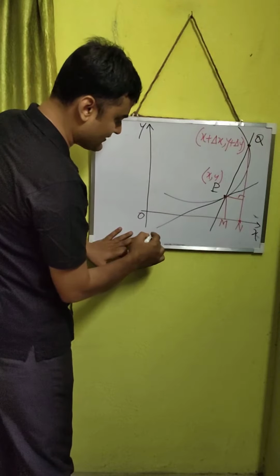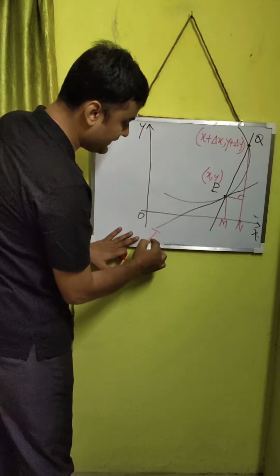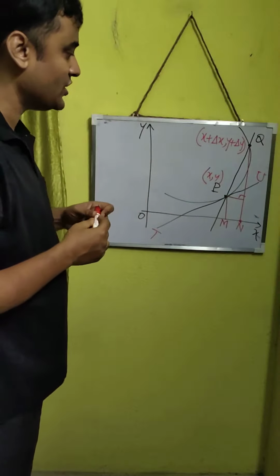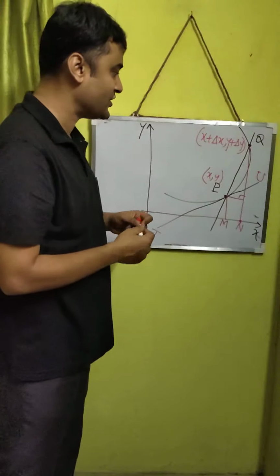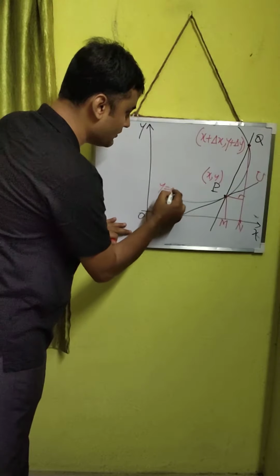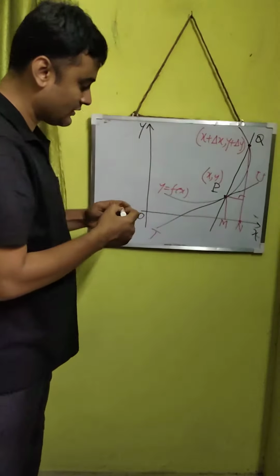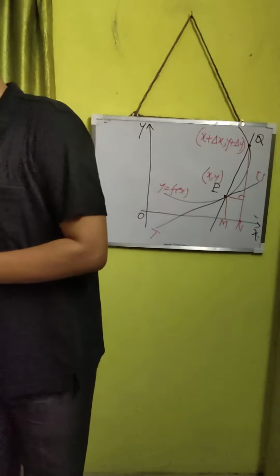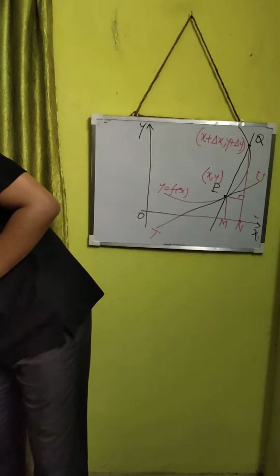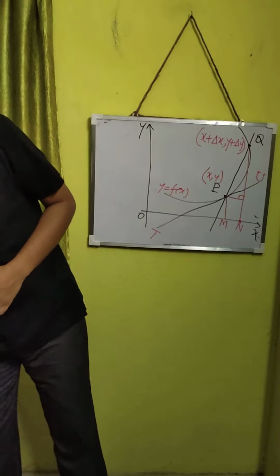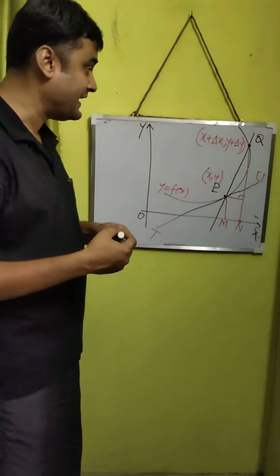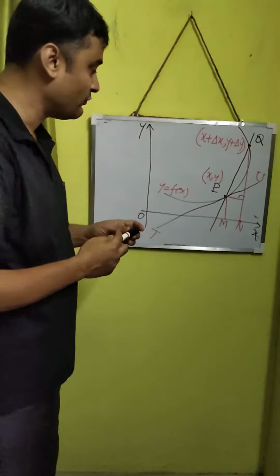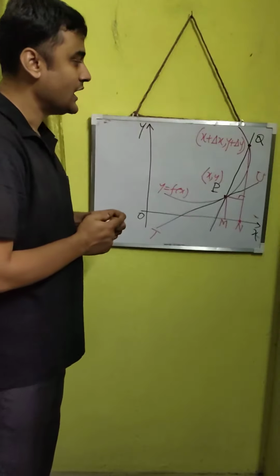Let us name the tangent TU. So TPU is a tangent to the curve y equal to f(x). Now let us understand. We are here trying to find out the equation of the tangent TPU.